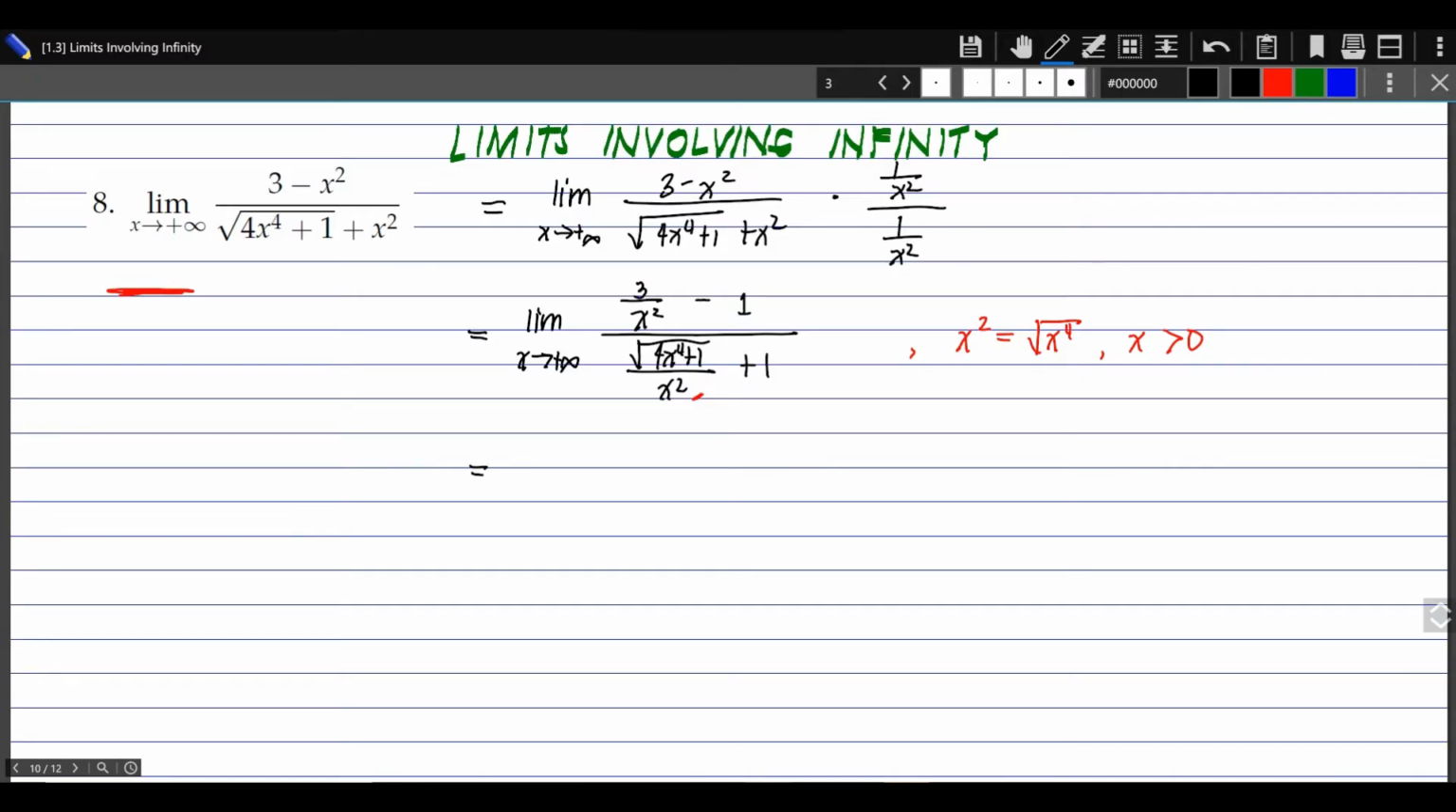So this will be equal to the limit of 3 over x squared minus 1 all over the square root of 4x raised to 4 plus 1 over x raised to 4 plus 1. We can further simplify the expression in the radical symbol. This becomes the limit of, copy the numerator, all over the square root of 4 plus 1 over x raised to 4 plus 1.